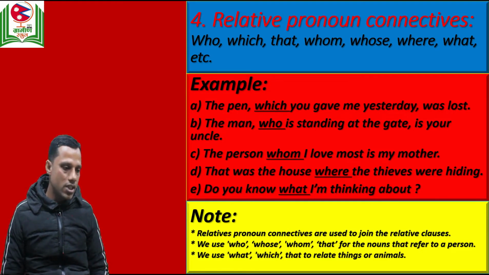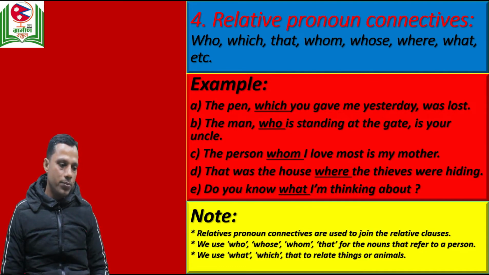Yes, in these examples, you can notice the words like which, who, whom, where, and what. And these words are used as the relative pronoun connectives, right? So these connectives are used to relate to a noun or pronoun it refers to. So you can notice the points I have provided you under note. Relative pronoun connectives are used to join the relative clauses.